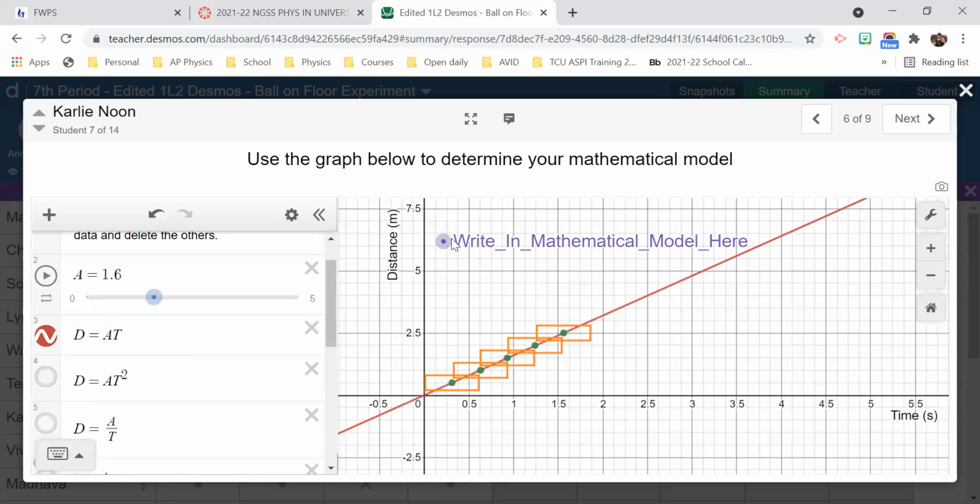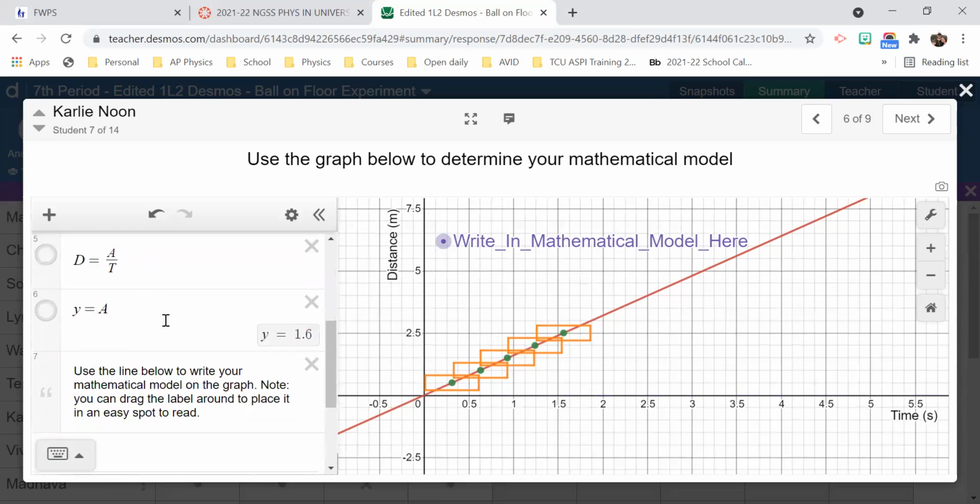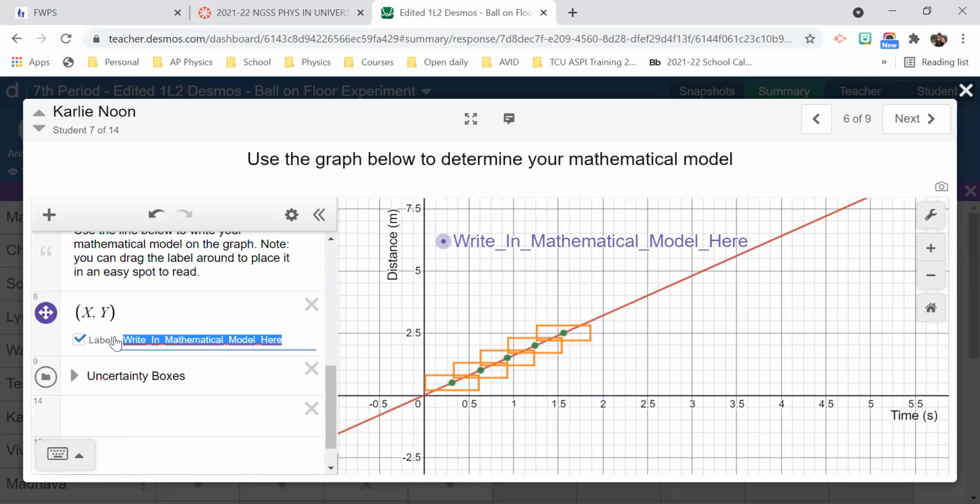So I'm going to go down to where it has this part, and I'm going to fill that in right here. So D equals 1.6. I usually do a little parenthesis around it just to keep them separate. I guess that's my AP Physics coming in to yell at me. All right. So now you have your mathematical model.